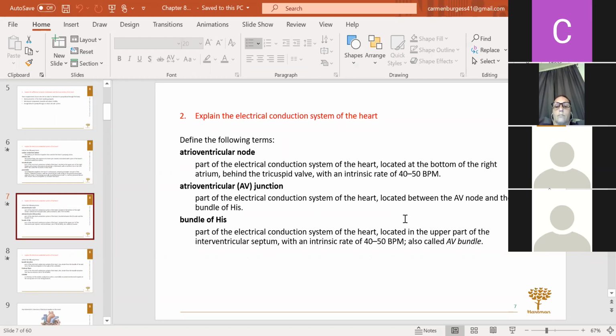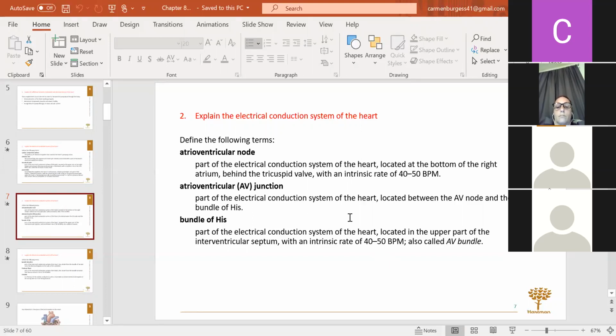So these are all just pathways of your electrical conduction system. Do you have to memorize them? Well, yes, but it's helpful to memorize them in a way that you understand that it's just the flow of this electrical activity. Your AV bundle is also called the bundle of His, which I don't know why, it's crazy.